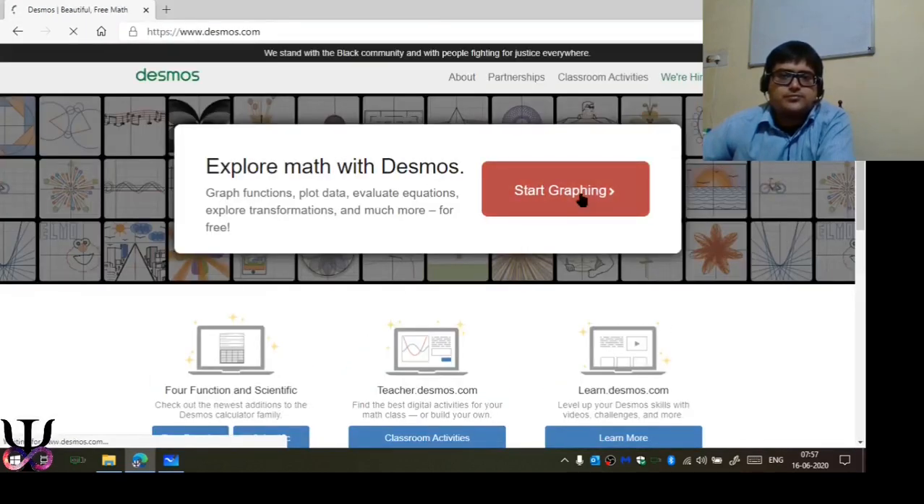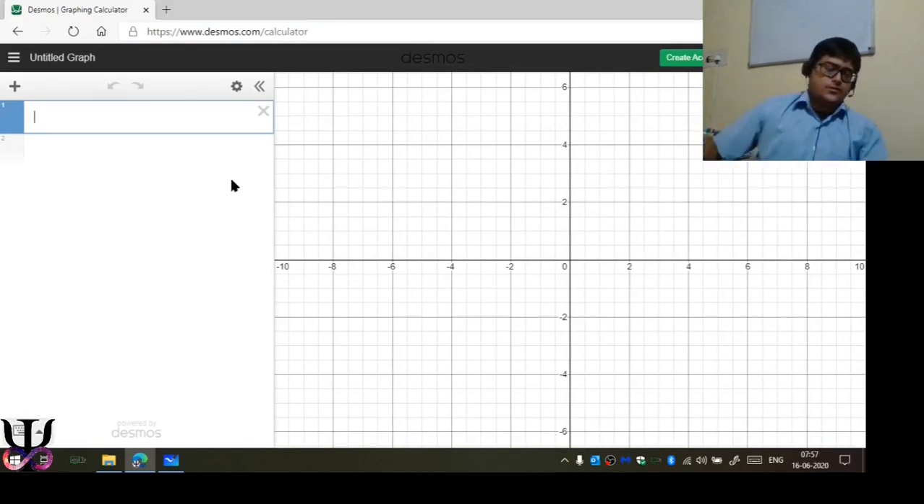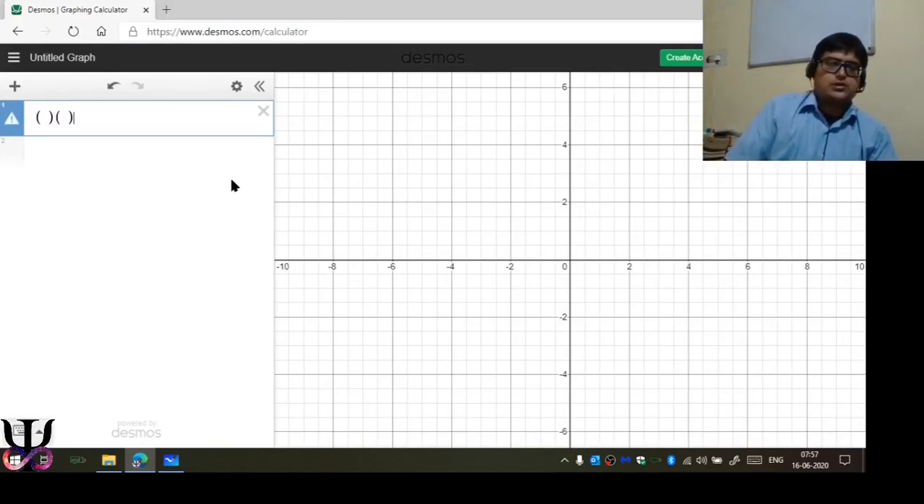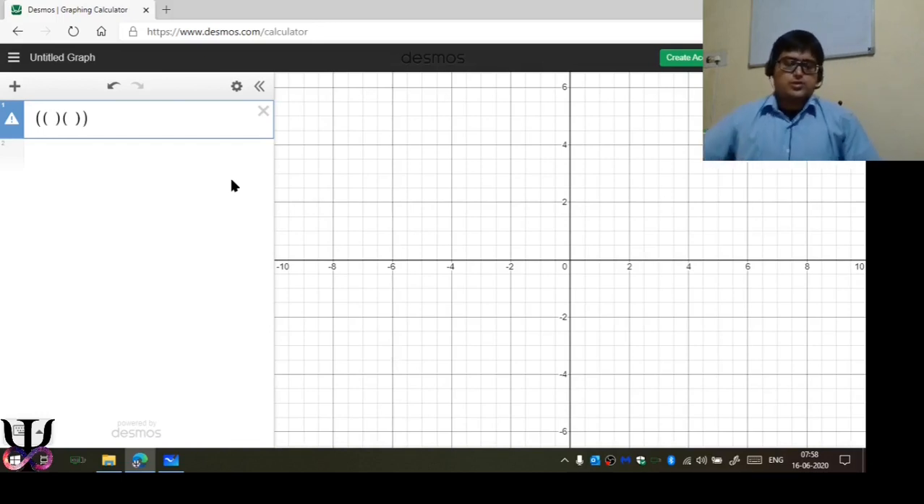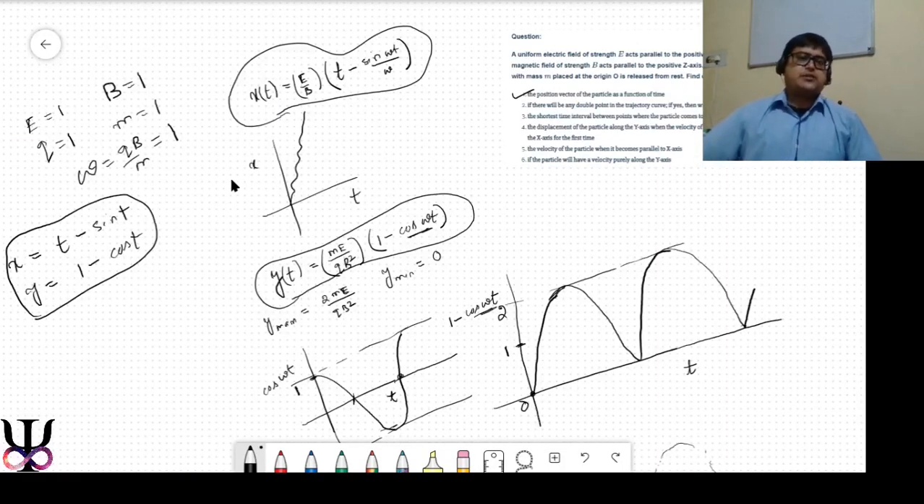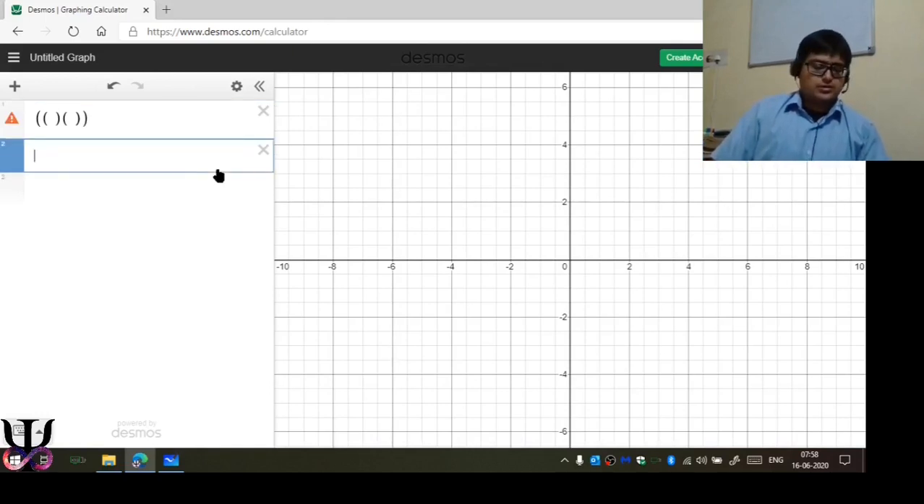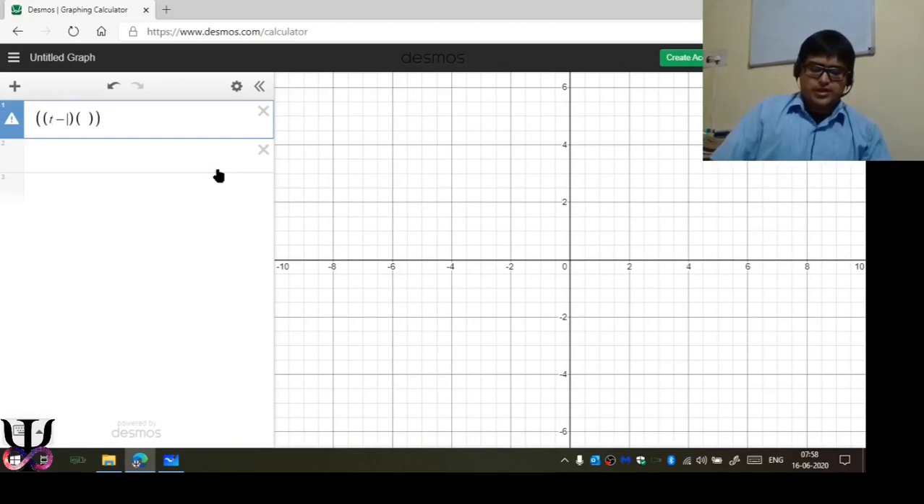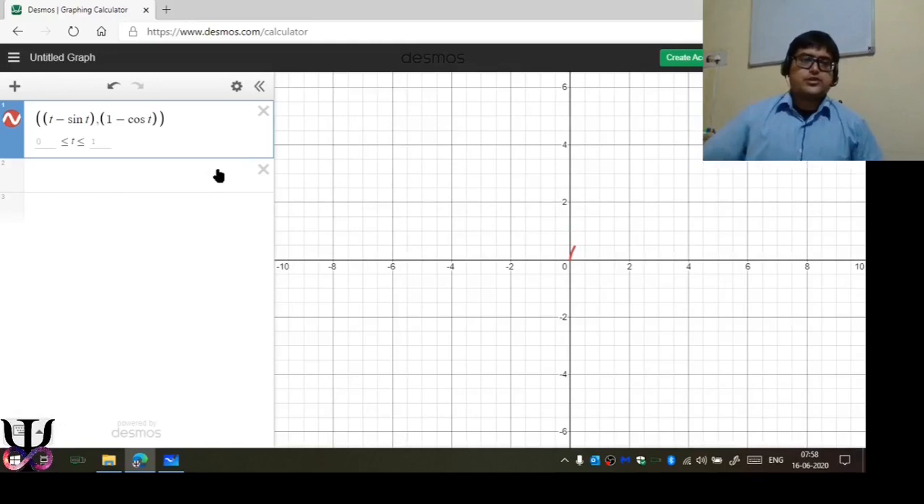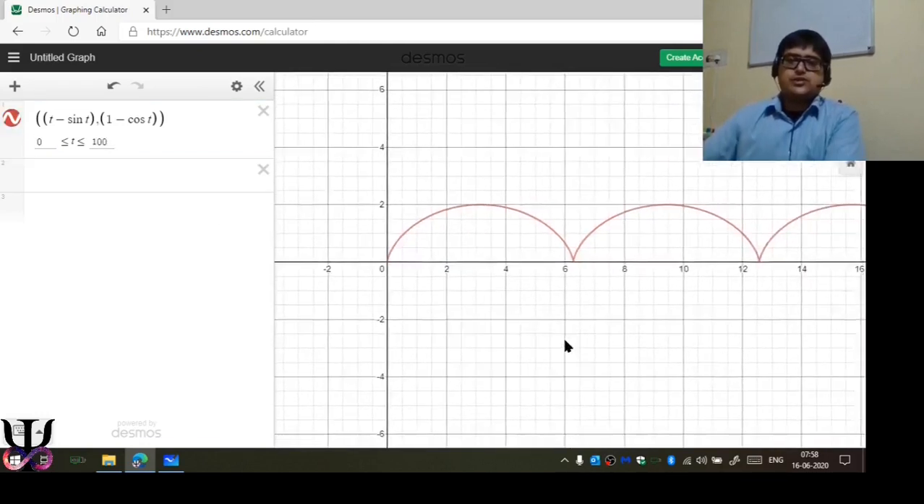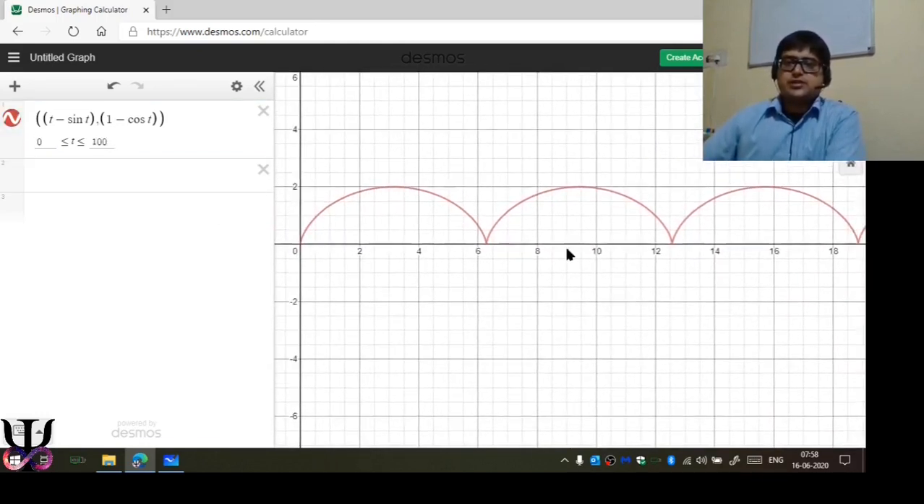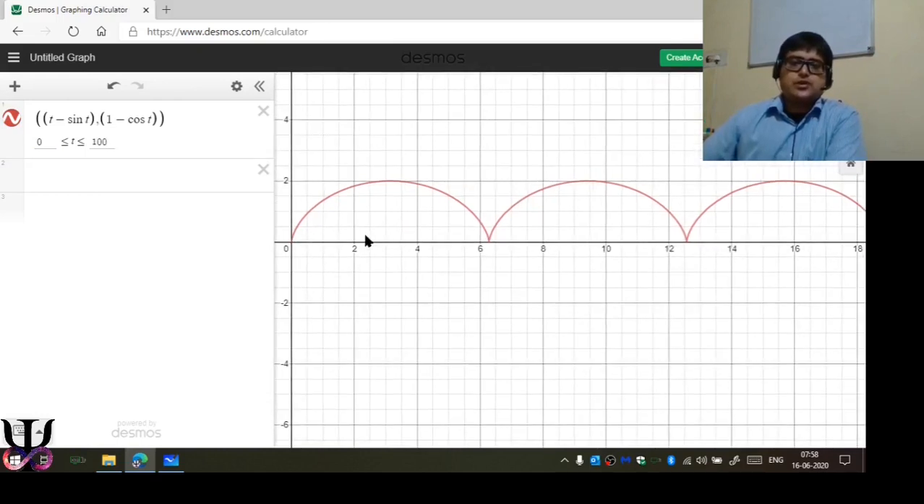And plot the thing, which we can just do: x is t minus sine t, y is 1 minus cos t. For the time range, let's start with 0 and go up to 100 seconds. You see the function that we were talking about. That's how it is going to look like. Okay, so we know we are right.